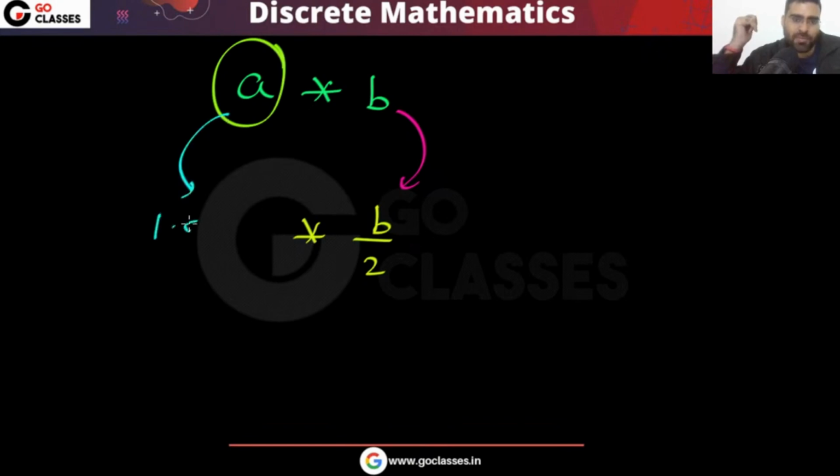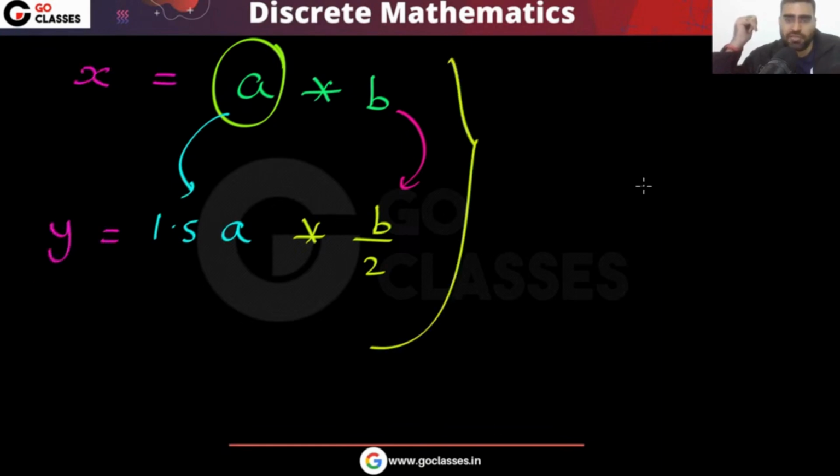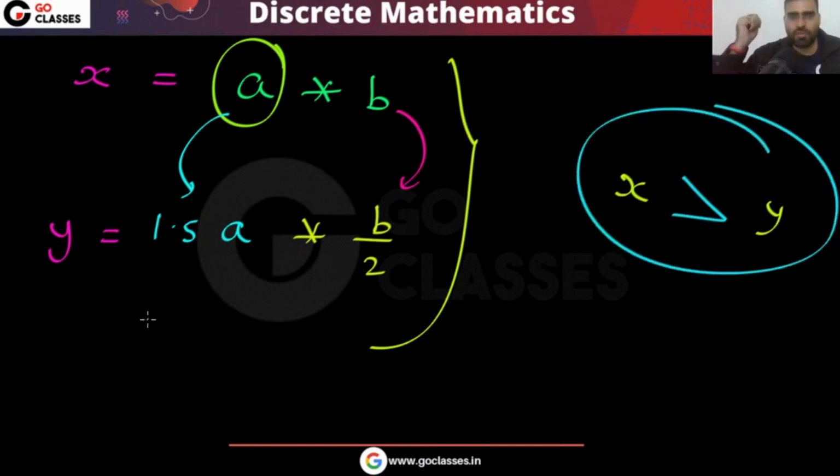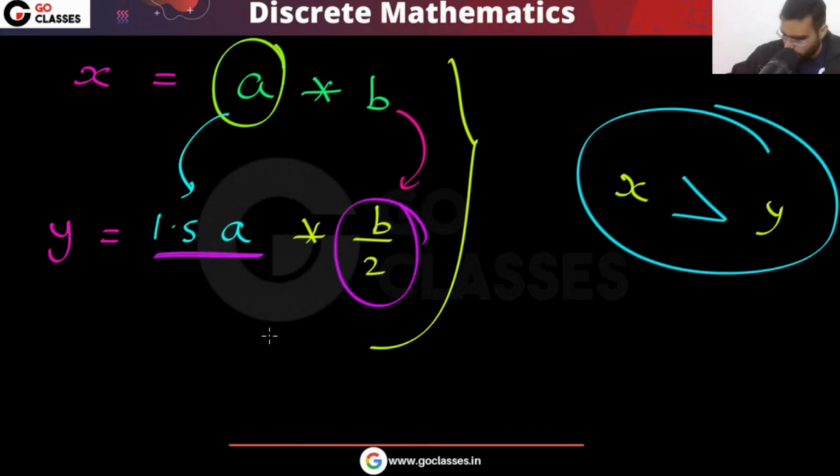If this becomes 1.5A, then ultimately, which is bigger, X or Y? Tell me. So definitely X is bigger. Right? Yes or no? X is bigger because you are dividing by 2, but you are not multiplying with enough. X will be bigger if this happens.